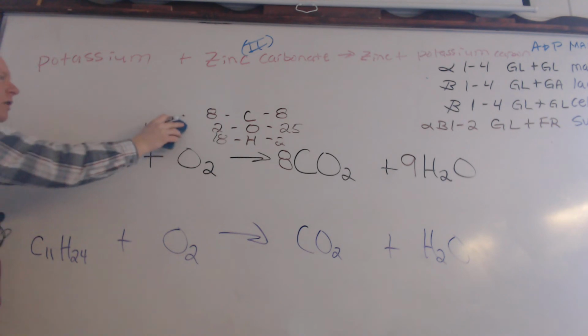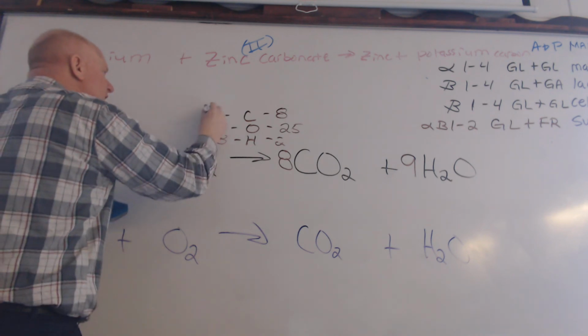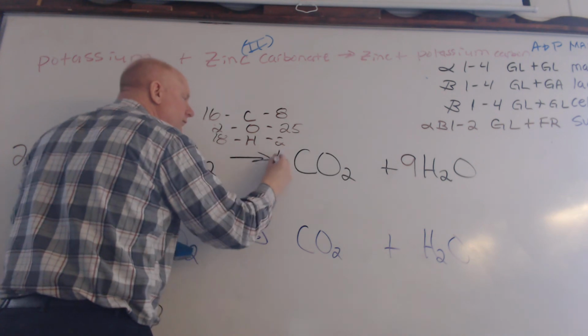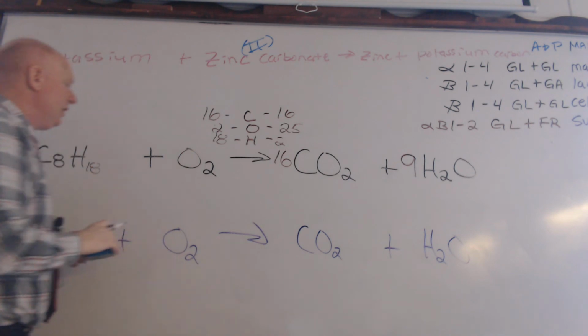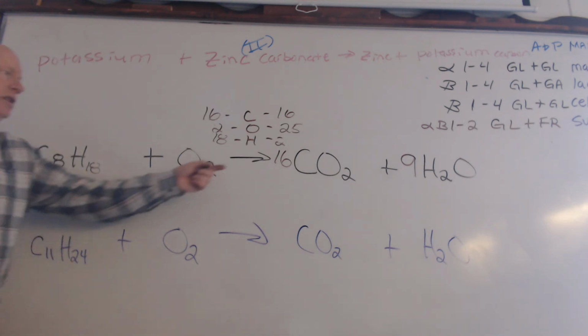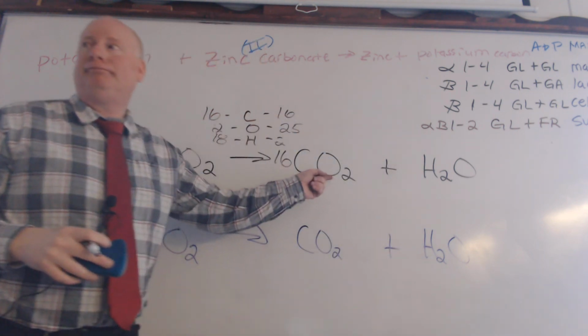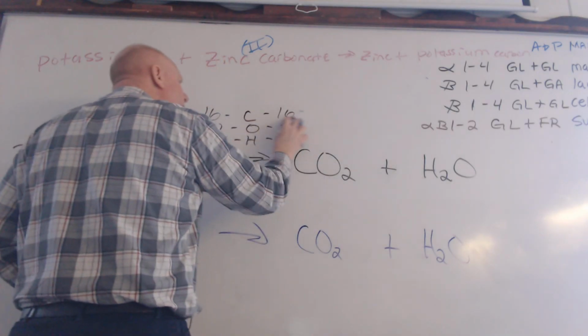So, when you recognize this and say, oh, since this is even, if you put a 2 in front of there right away, that changes this to 16. So how do we get 16 carbons? Now, what does that do to your oxygens? You got 16 times 2, 32. And 1 more, 33.